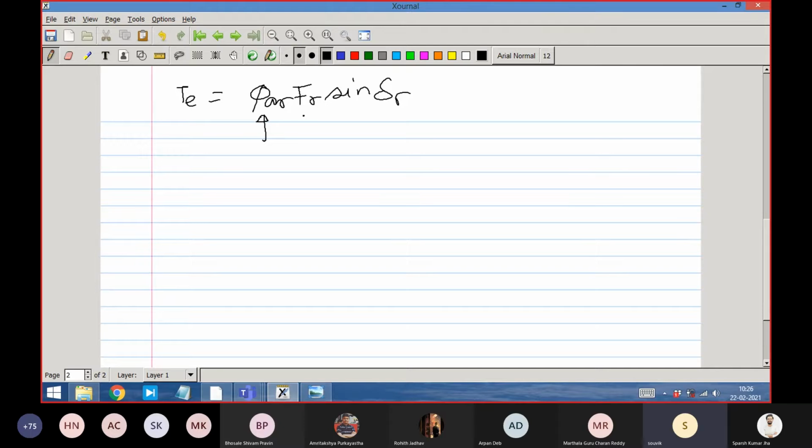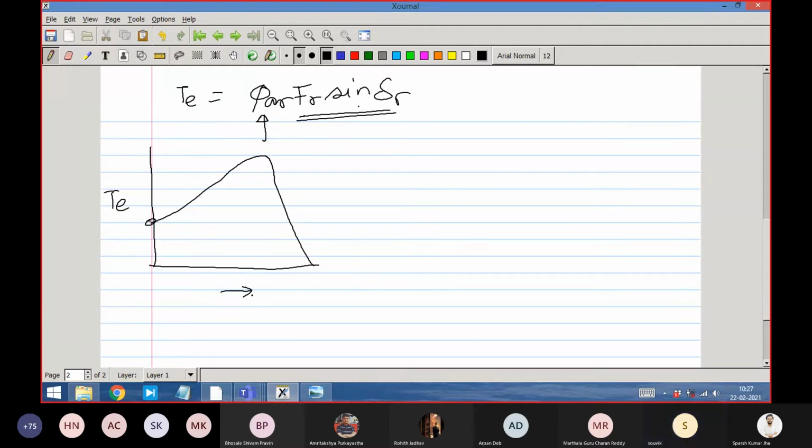Now the rotor is short circuited. So FR and sine delta R, this product under that condition is such that it produces a torque which corresponds to this. This is the electromagnetic torque and this is omega. I am writing now omega m. Later I will write whatever. It is a mechanical thing. At this moment it is a two-pole machine, so it is omega s.